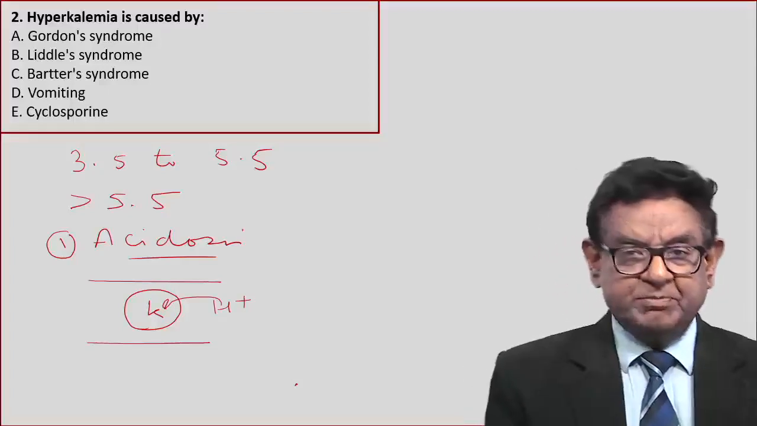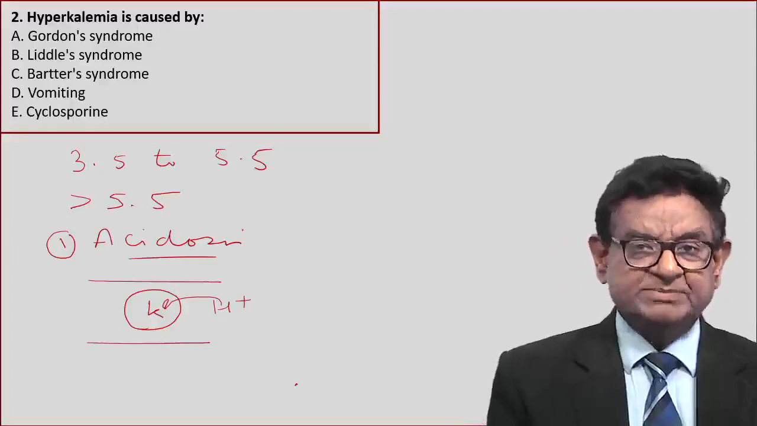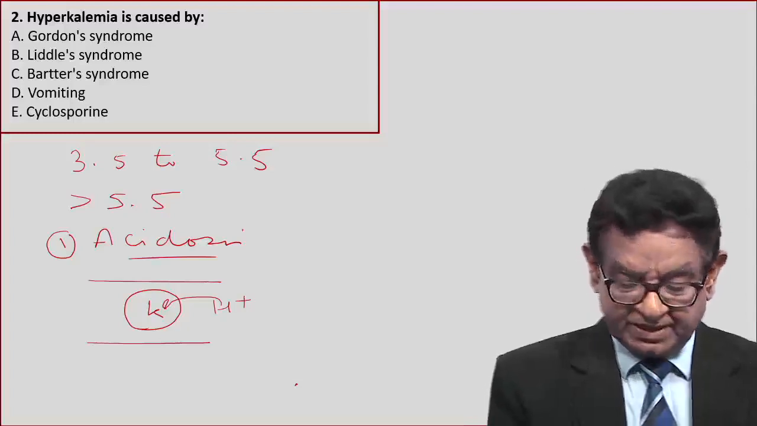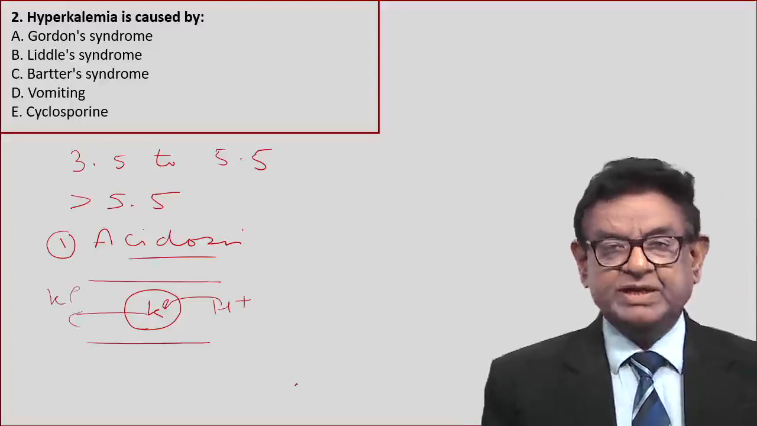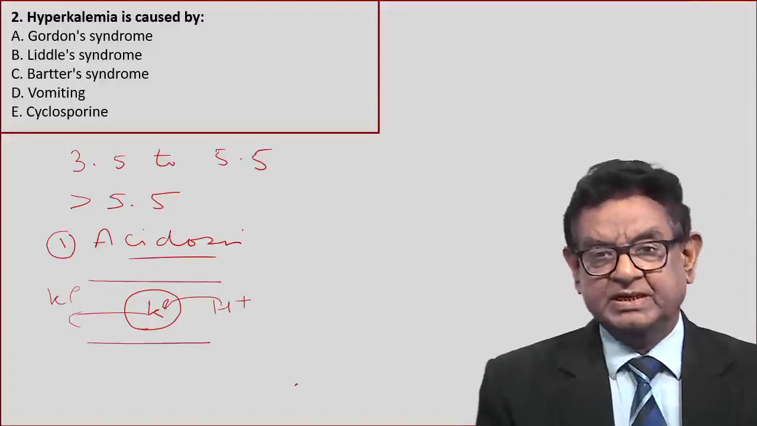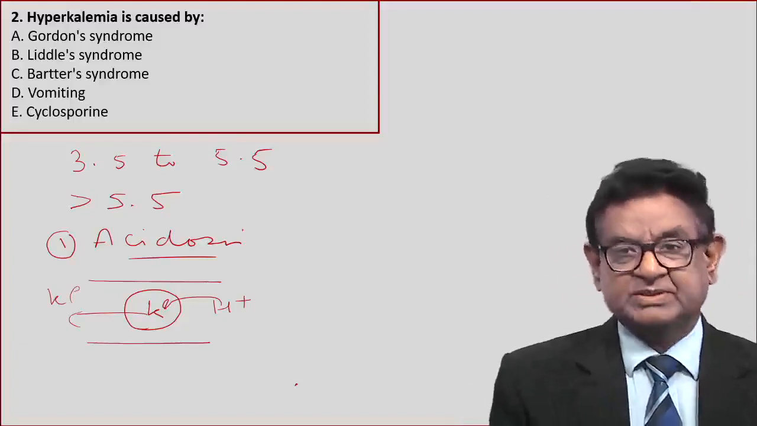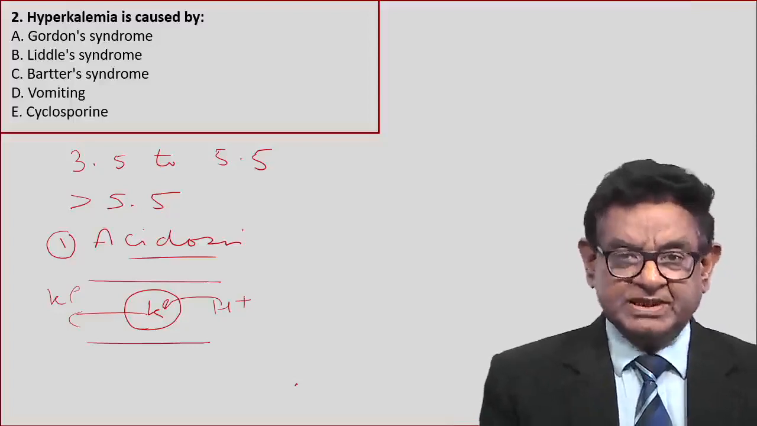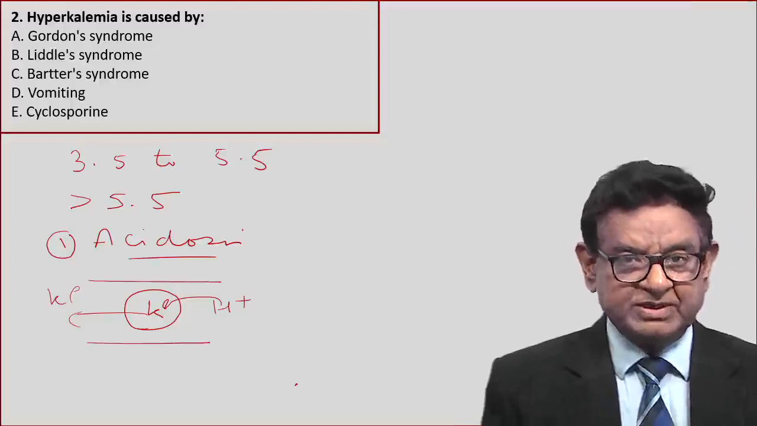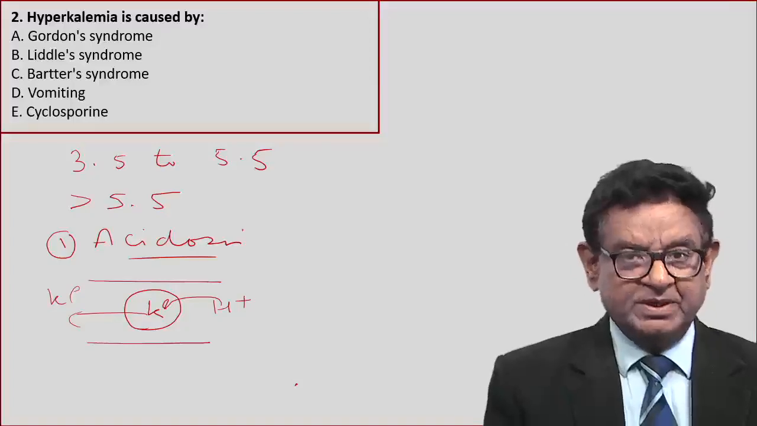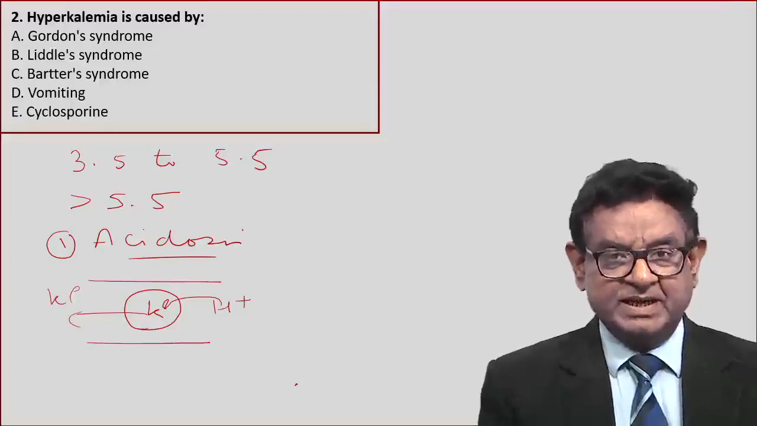Now a positive particle has entered the cell. As per the law of electrostatics, one positive particle has to come out. The H ion will come into the cell and potassium will come out of the cell. So that's why acidosis is usually associated with hyperkalemia. But in medical science, there is nothing like absolute.